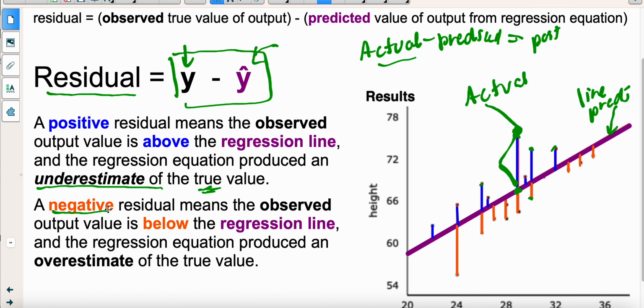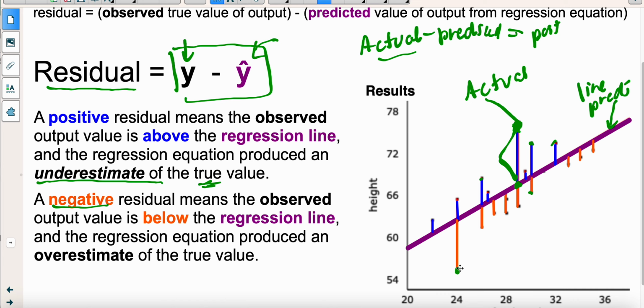And a negative residual would be like a point down here. So if this is my actual, and up here is where my line predicted a value bigger than my actual. So in that case, the line is overestimating as compared to my actual data.